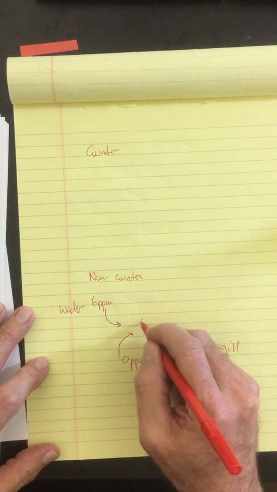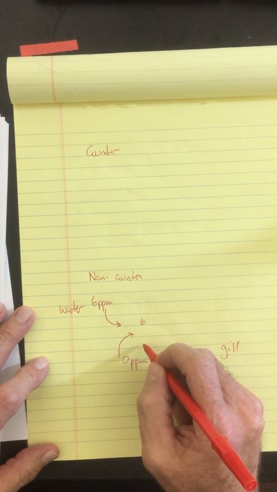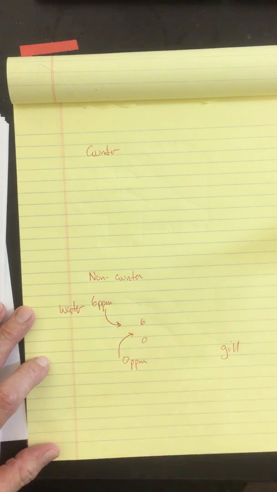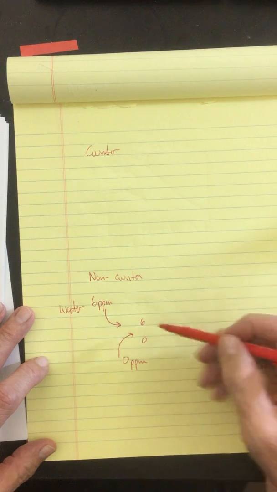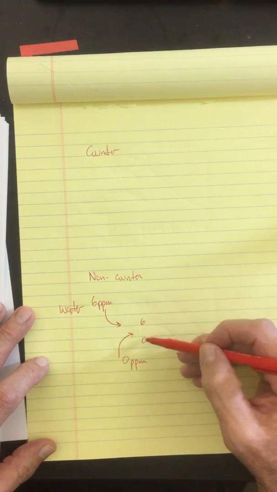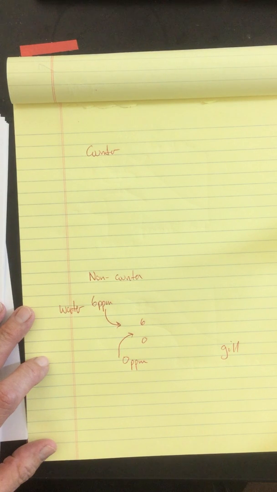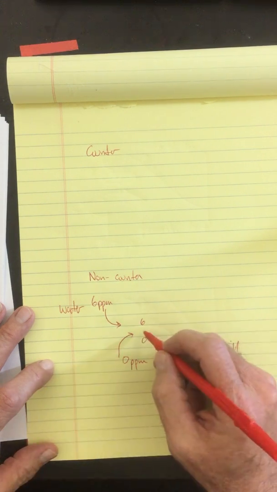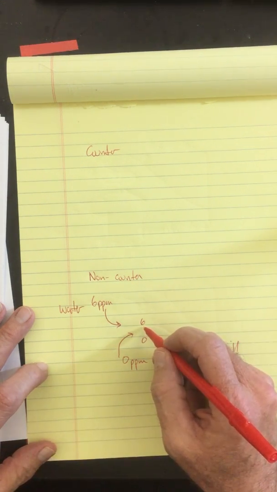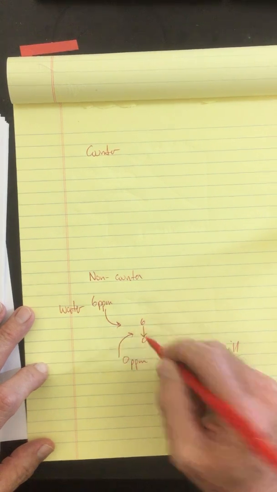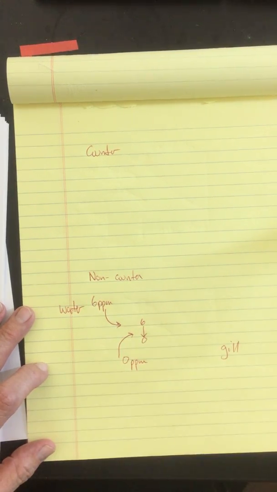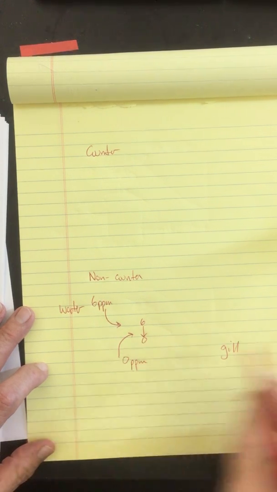So here we have 6 parts, and here we have 0 parts. Well, if you remember from biology or chemistry, things are going to move from a higher concentration to a lower concentration. I think we also talked about this with diffusion and osmosis. So the oxygen is going to diffuse from the higher concentration to the lower concentration. So imagine that the 6 parts per million is going to lose 1 part per million to the gill.